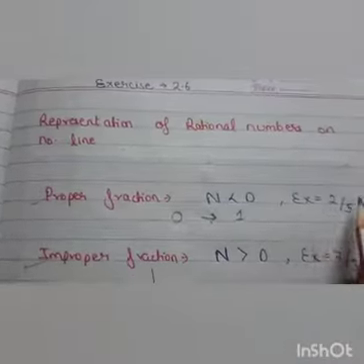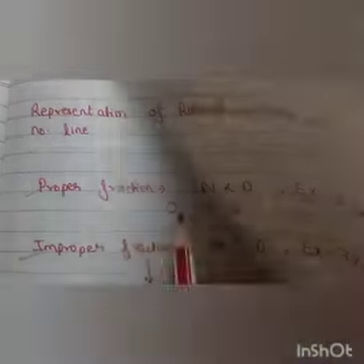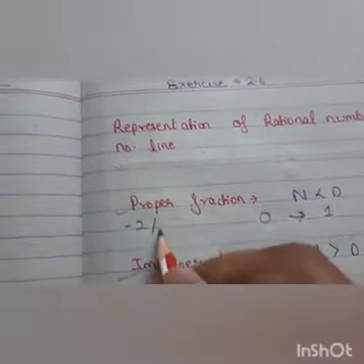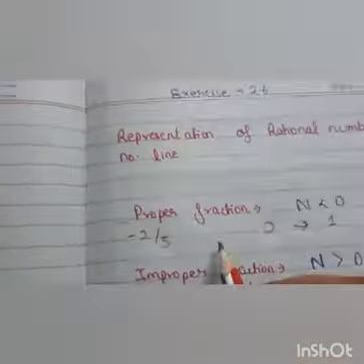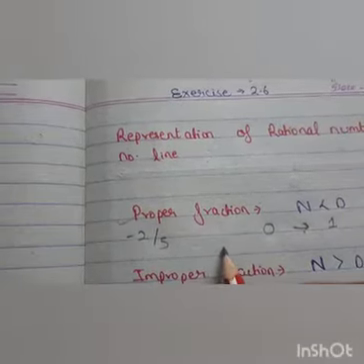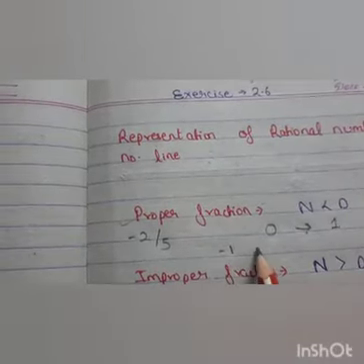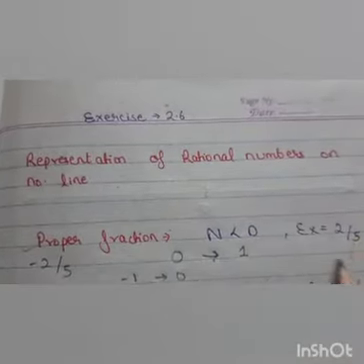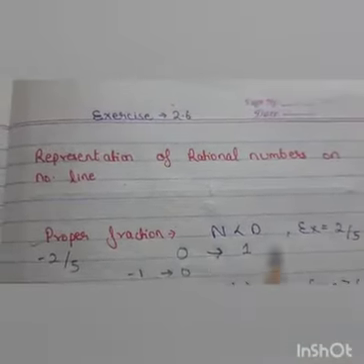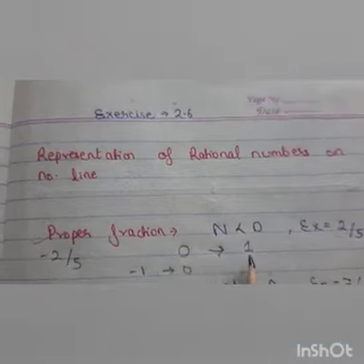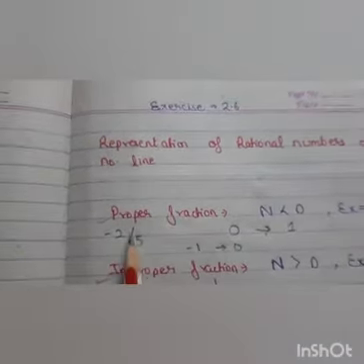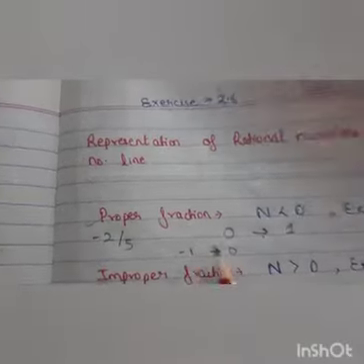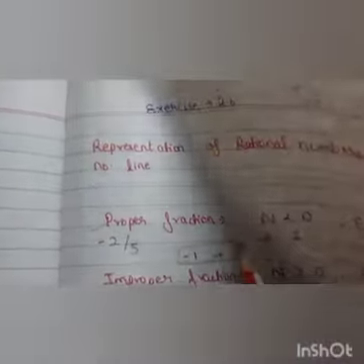So these positive rational numbers will always lie between 0 to 1. But if I say minus 2 upon 5, it will always lie between minus 1 to 0. That means if a positive proper rational number is given, it will always lie between 0 to 1. And if a negative rational number is given, it will always lie between minus 1 and 0. Now you must be thinking, what is the need to know this thing?